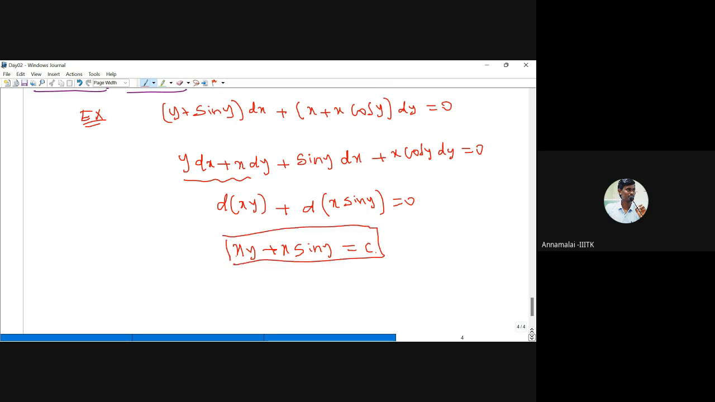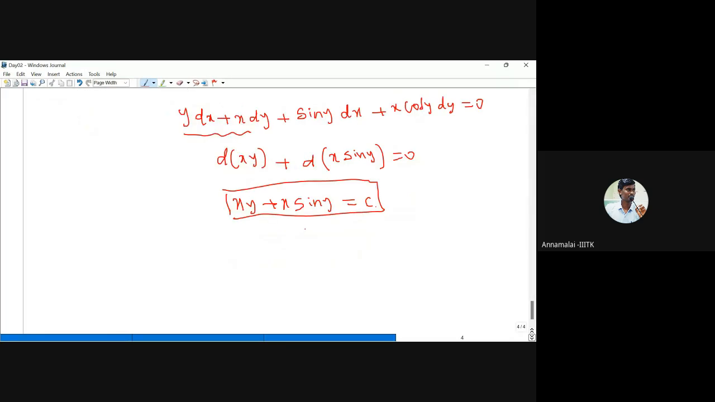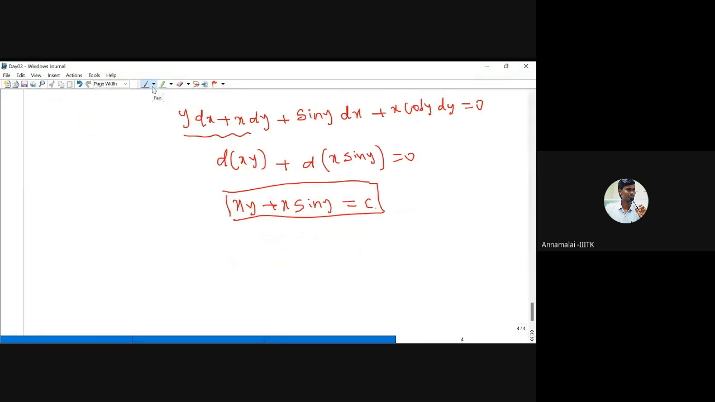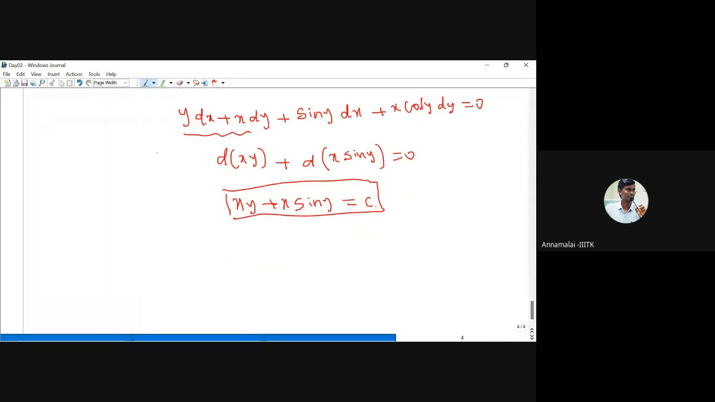Now suppose that the first order differential equation like M dx plus N dy equal to 0 is not exact, then we have to multiply some function. Such a function is called an integrating factor. So the definition: suppose M dx plus N dy equal to 0 is not exact. Whenever I use M, it means a function of x and y, and N is also a function of x and y.